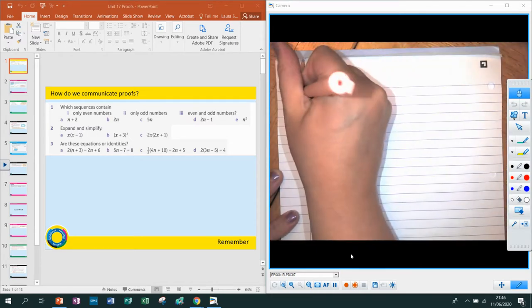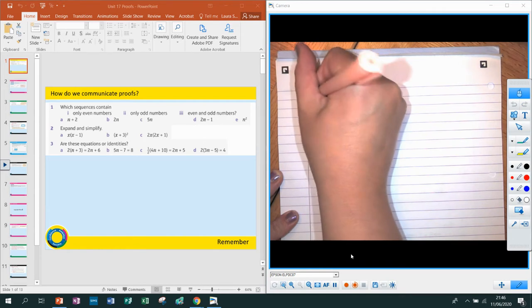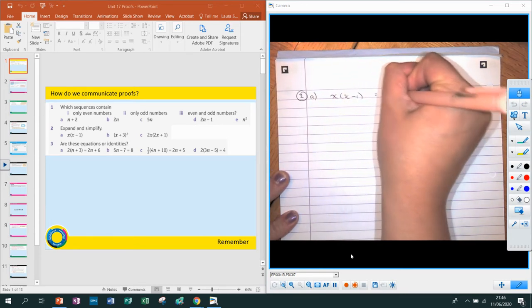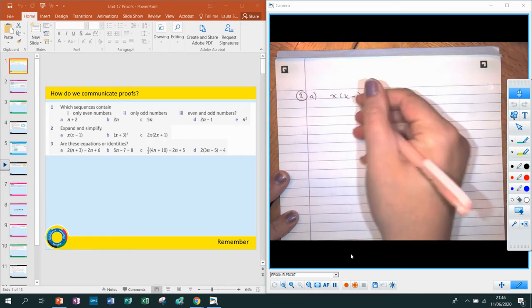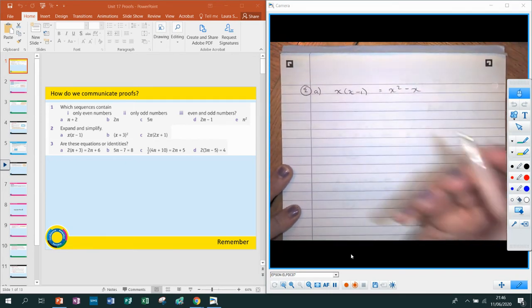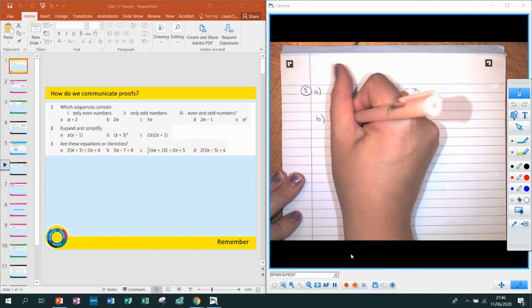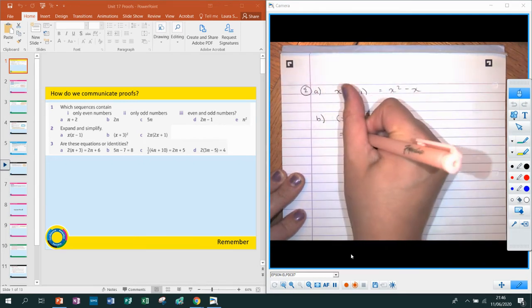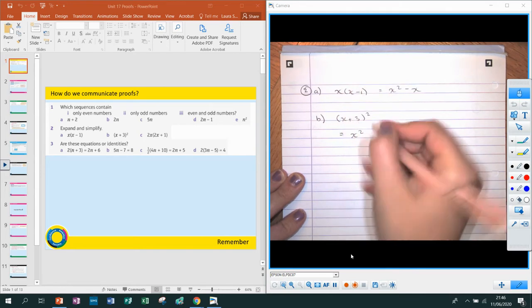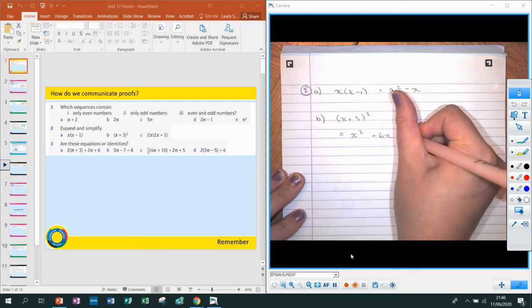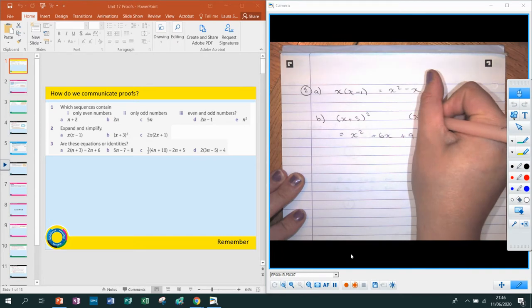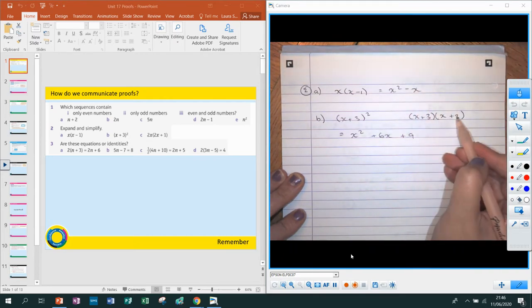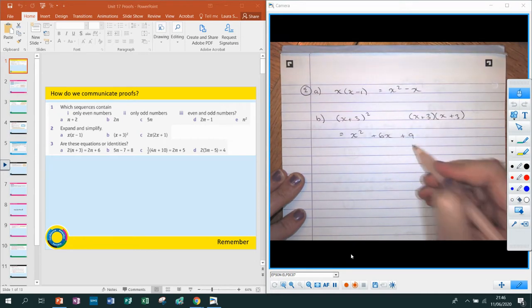Right, so question 2, we were meant to be expanding. So x times x minus 1 is going to be x squared minus x. Can't simplify that any further. Part B, we have x plus 3 squared. We've done tons of these, so that's x squared, and then plus the 6x, and then plus the 9. Please feel free to write that out so that you can see that. 3x gives us 6x, 3 times 3 is 9.